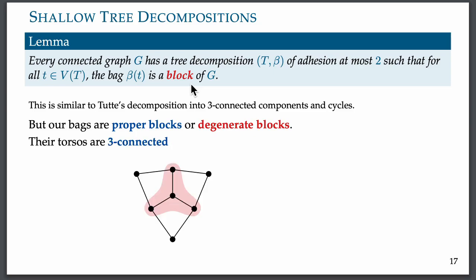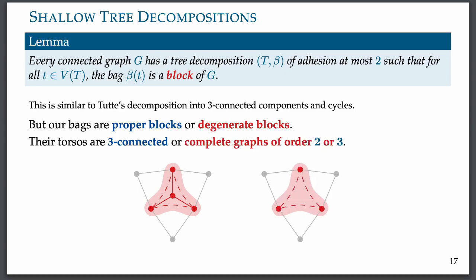Proper blocks are 3 connected. For example, this red set here is a proper block because if we remove less than 3 vertices from it, the set will stay connected via these outer paths. To see this, we can represent every outer path as a dashed red edge, and then we have a complete graph on 4 vertices, which we cannot break apart by removing vertices. And note that proper blocks have no restriction on their size. They are 3 connected, but they can be arbitrarily large.